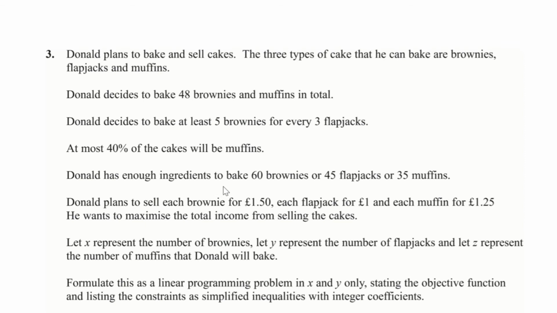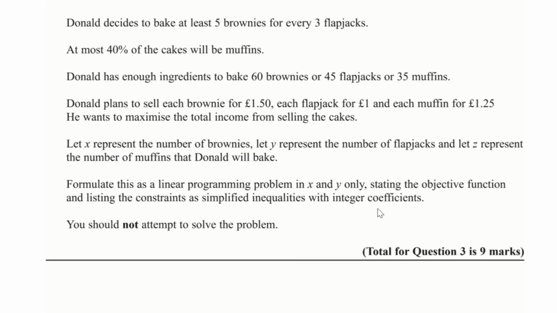Donald has enough ingredients to bake 60 brownies, or 45 flapjacks, or 35 muffins. Donald plans to sell each brownie for £1.50, each flapjack for £1, and each muffin for £1.25. He wants to maximise the total income from selling the cakes. If we let X represent the number of brownies, Y represent the number of flapjacks, and Z represent the number of muffins that Donald will bake, we have to formulate this as a linear programming problem in X and Y only, stating the objective function and listing the constraints as simplified inequalities with integer coefficients. You should not attempt to solve this problem.